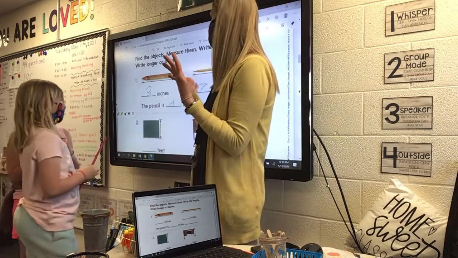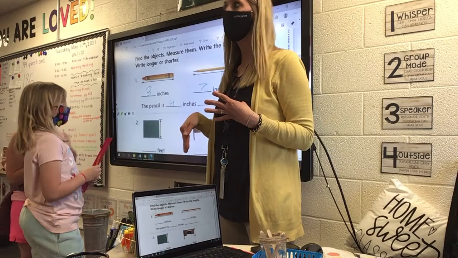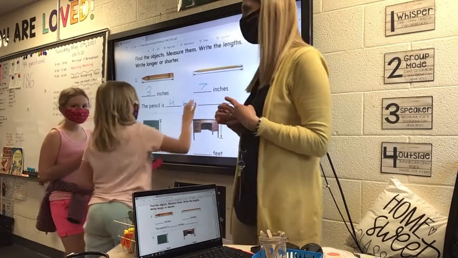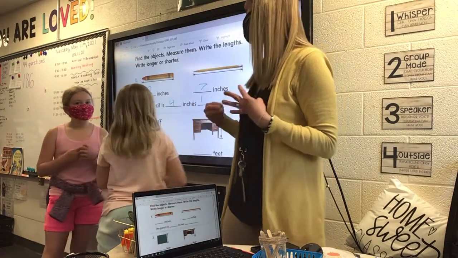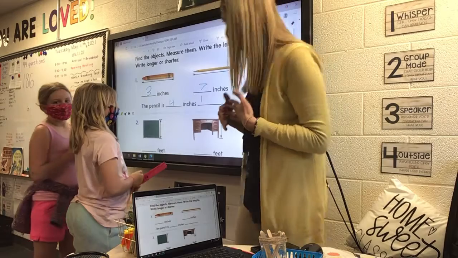Is the pencil 4 inches longer or shorter than the crayon? Longer. So then on this line, Charlotte's going to write longer. So the pencil is 4 inches longer. So what we had to do is we had to subtract to find the difference.